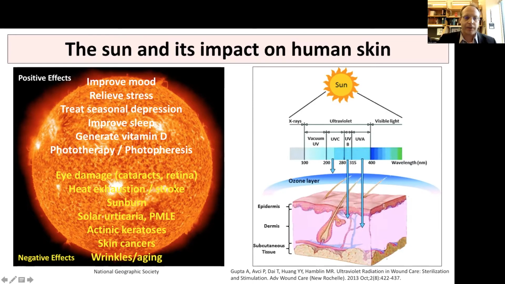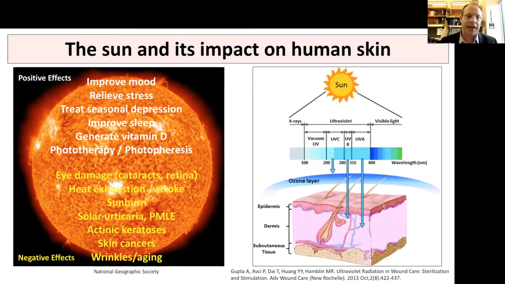What we're looking at on the left is this fiery orange ball, the sun. And it turns out that on the top, I have listed here in white some positive effects that are attributed to the sun, such as improved mood, relieving of stress, treating seasonal depression, improving sleep, generating vitamin D, as well as the harnessing of UV for phototherapy and photophoresis, which we do in dermatology all the time.